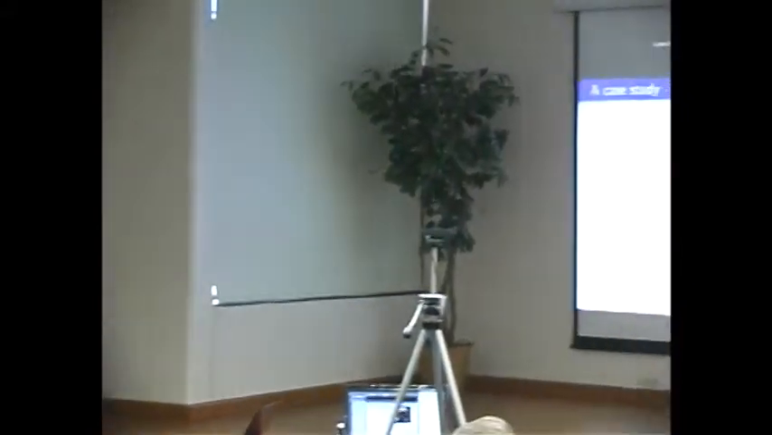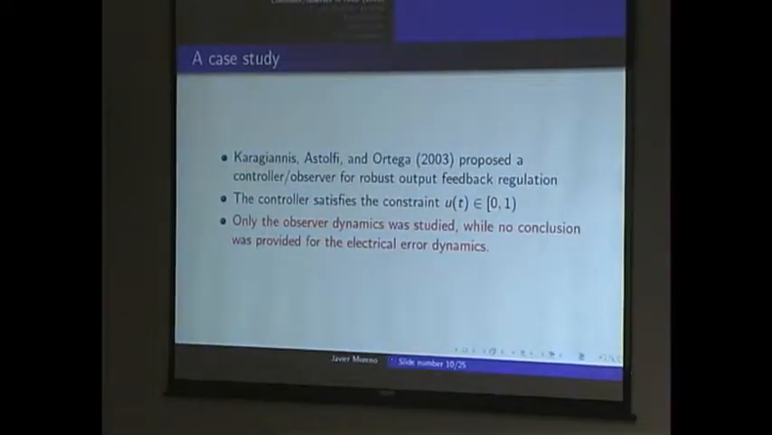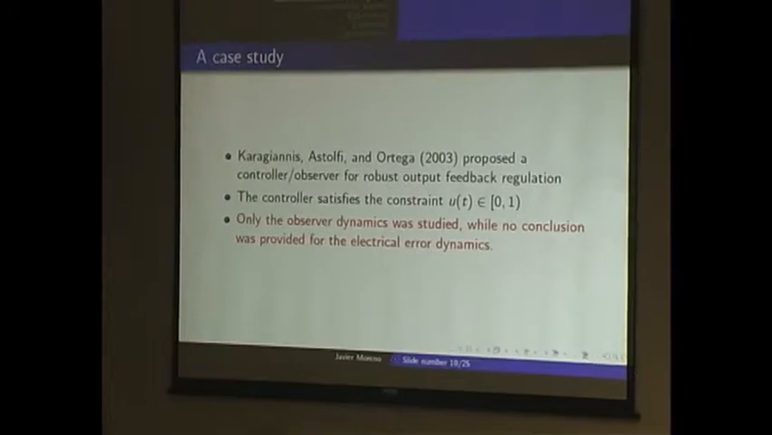A paper that solved the problem I already explained is a paper by Citedi-IPN and Ortega. They proposed a controller and observer, and the controller has the characteristic that it satisfies the constraint of the saturation of the duty cycle percentage. However, we realized that the stability analysis was not completely studied. No conclusion was provided for the closed-loop dynamics. So we decided to study this problem.